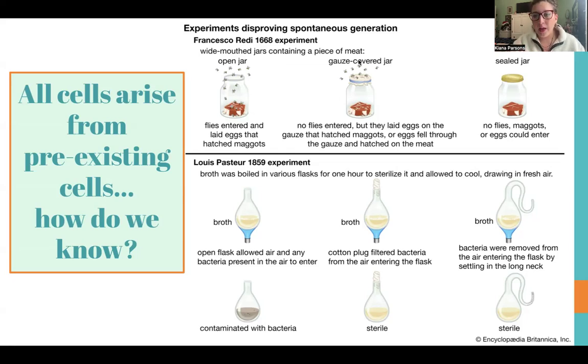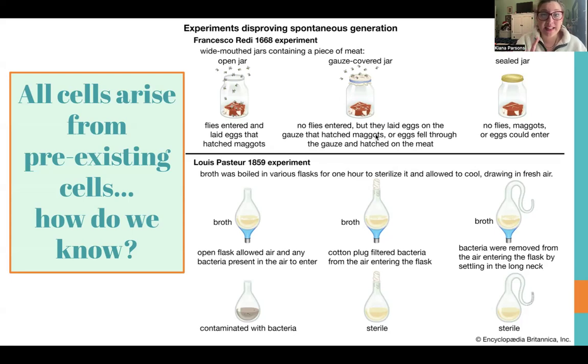So now he created a simulation where no flies could get in, and he covered the jar in gauze. So in this simulation, through the gauze, it's a semi-permeable membrane, small materials like the eggs could still drop through. So even though no flies entered, they still managed to lay eggs in the meat, which hatch maggots. And boom, maggots in both of these conditions.